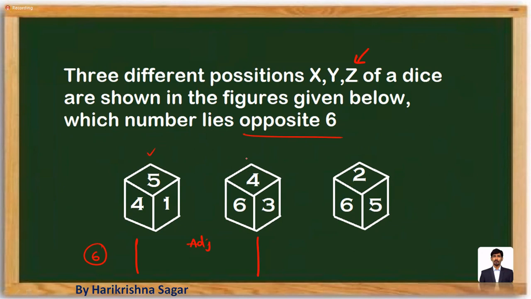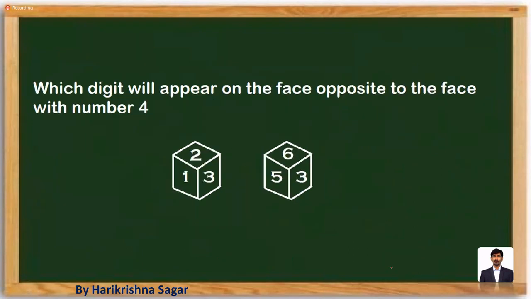So what are adjacent to 6? Here 6 is not available in diagram 1. In diagram 2, we are able to see 3, 4 are adjacent. In diagram 3, we are able to see 2 and 5 are adjacent. So for any number, 4 are adjacent, and the remaining 1 is opposite. So for 6, 3, 4, 2, 5 are adjacent. What is the leftover number? 1. So 1 is definitely opposite to it. So we can say the answer choice for the question is 1.